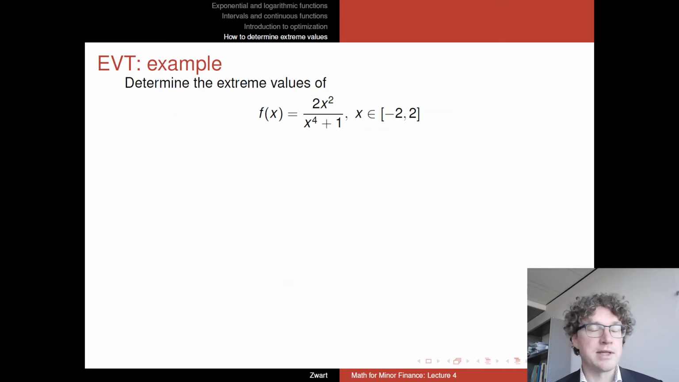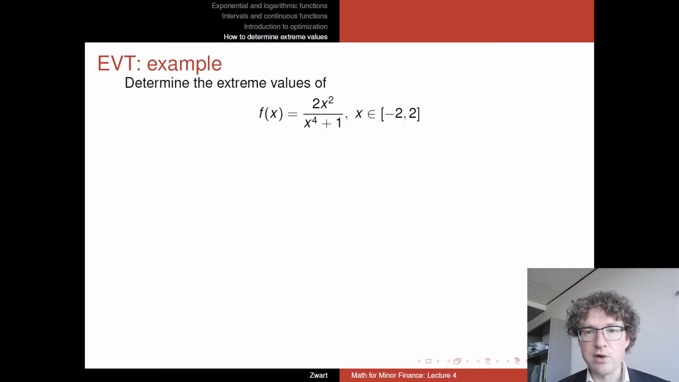In this example, we want to figure out the extreme values, so the maximum and the minimum, of this particular function, f of x. The function is 2x squared divided by x to the 4th plus 1. This function is a nice and differentiable function. It's a quotient of two functions, but the denominator is never going to be 0, so no problems there either. It's a nice combination of various differentiable functions, so this is going to be a continuous function.